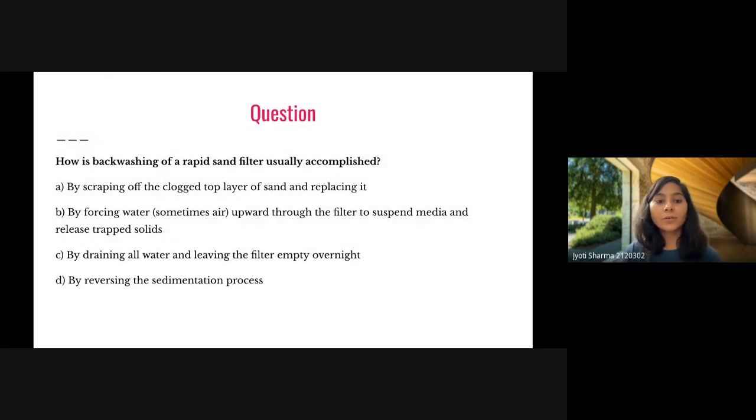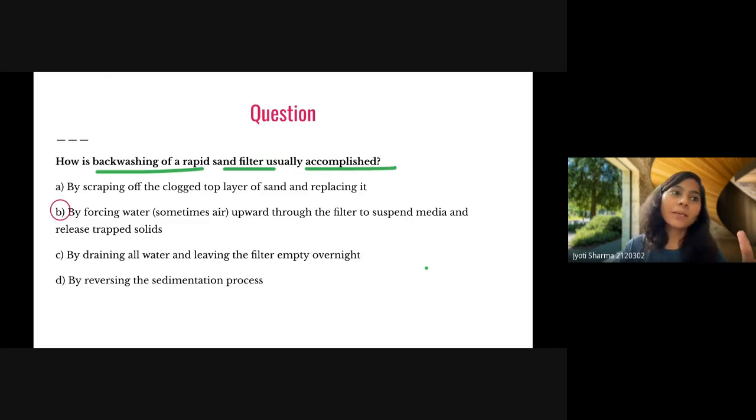Okay, the next question is, how is backwashing of rapid sand filter usually accomplished? By scraping off the clogged top layer of sand and replacing it, by forcing water upward through the filter to suspend media and release trapped solids, by draining all water and leaving the filter empty overnight, by reversing the sedimentation process. Okay, so Priscilla and Dia gave me B option. Yes, so this is B.